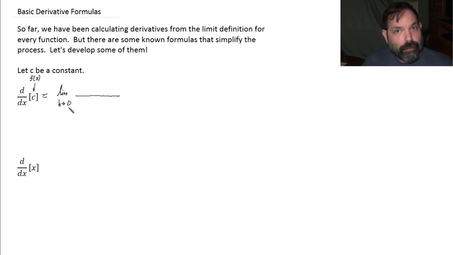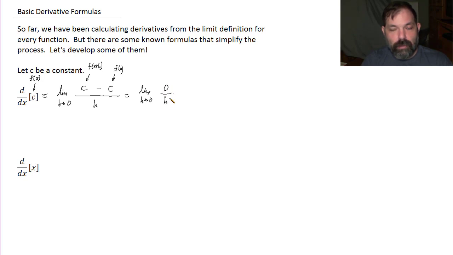Now, if our function is a constant, then no matter what the input is, the output is a constant. That's how the constant function works. So then the f of x plus h would be a constant, the f of x would be a constant, and we're dividing by h. Again, let's be careful here. That first term is the f of x plus h, the second term is the f of x. And so then this becomes the limit with h approaching 0 of 0 over h.